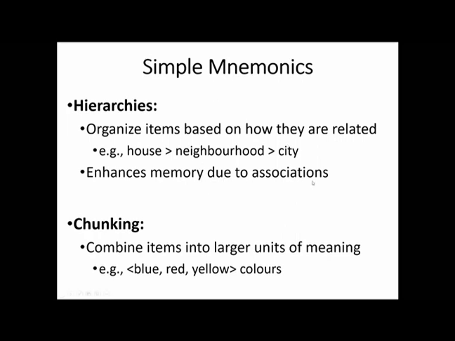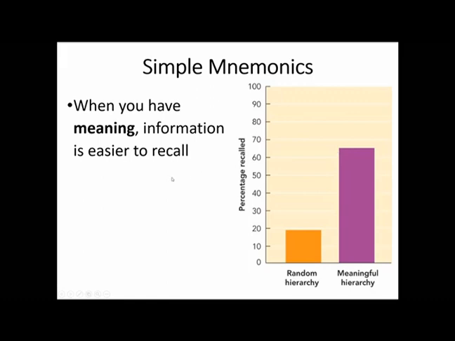And these extra associations enhance our memory. You could also use chunking, which we already talked about, as a way that we make use of our limited short-term memory. But chunking can also help with long-term storage as well, because we're combining items into larger units of meaning. So instead of remembering blue and red and yellow independently, you could just remember that they're the 3 primary colors. And so now you only have to remember one thing instead of 3 separate things. Just little simple tricks to remember.